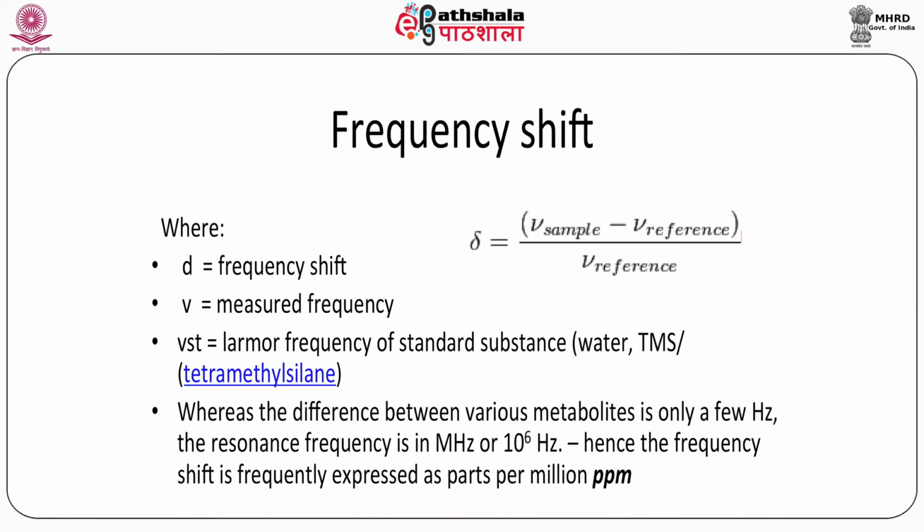Frequency shift referencing is done by comparing a measured frequency with a standard substance and expressing it in parts per million. As seen by the equation, delta is equal to the frequency of the sample minus the frequency of the reference, divided by the frequency of the reference again. So it is the difference of frequency divided by the frequency of the reference, where the standard substance could be water, TMS, the tetramethylsilane, or an internal standard like creatinine.